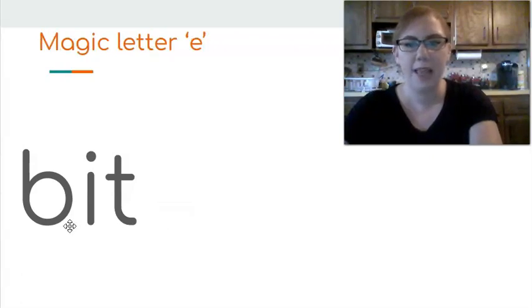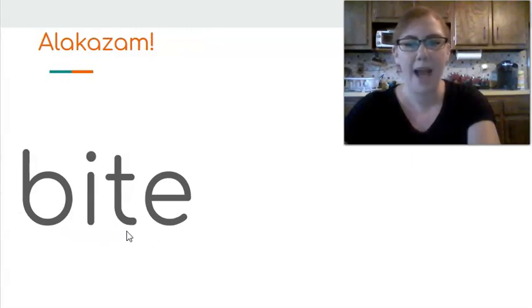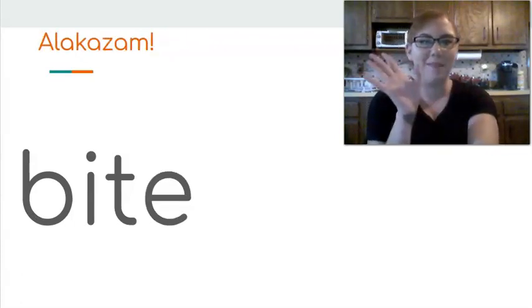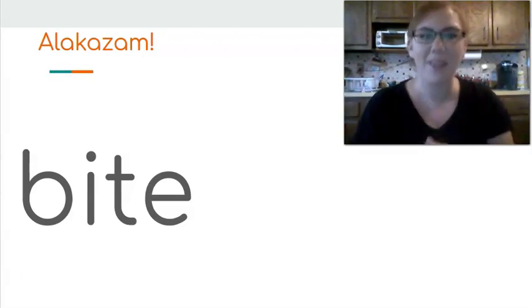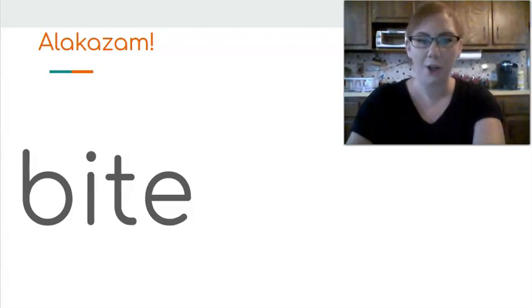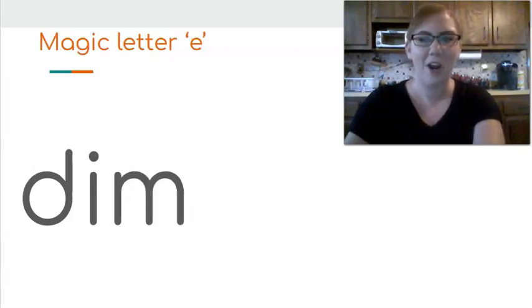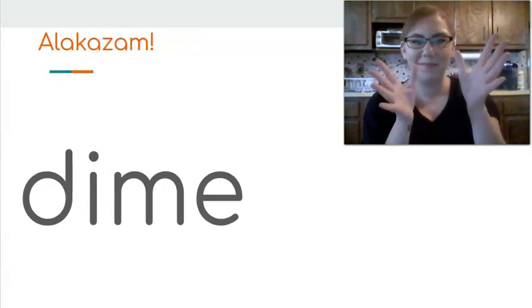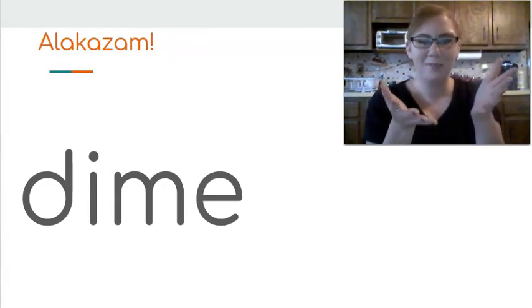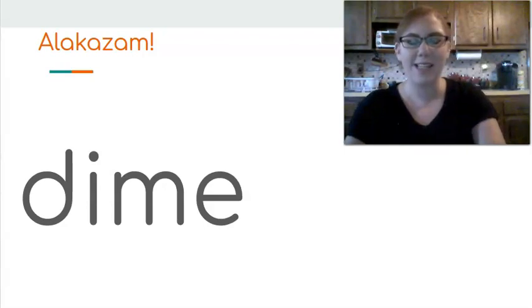For example, this is bit, and this is bite. Remember, when I say Alakazam, the E will appear and you'll have a new word. You're going to tell me that new word. Are you ready? Let's get started. Here we have dim. Alakazam. What word do we have now? Our new word is dime.